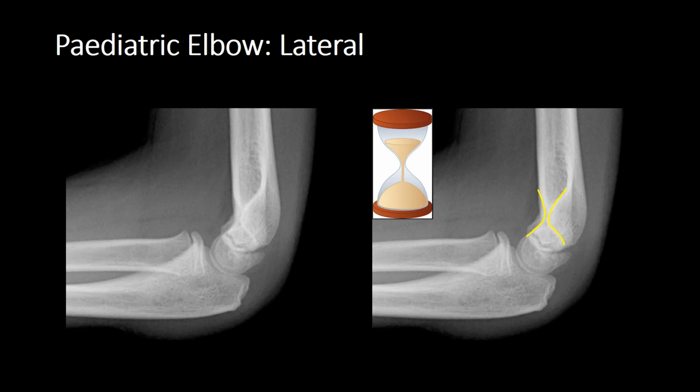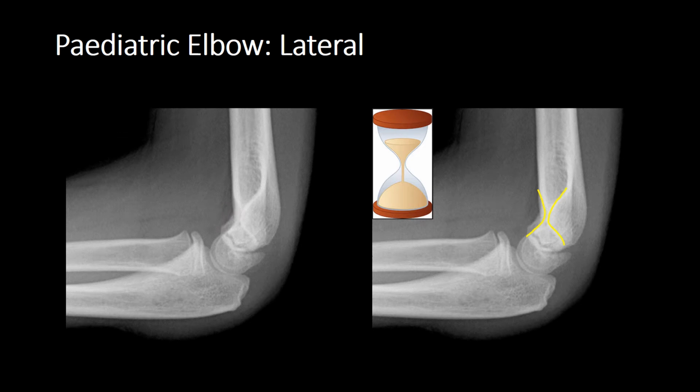Let's have a look at this paediatric elbow of the lateral view. Here we have our supracondylar ridges, and these come together to form the fossae, the olecranon fossa here posteriorly and the coronoid fossa anteriorly. The olecranon fossa allows the olecranon to fit into here when the elbow goes into full extension. Conversely, when the elbow goes into full flexion, the coronoid process can fit into the coronoid fossa.